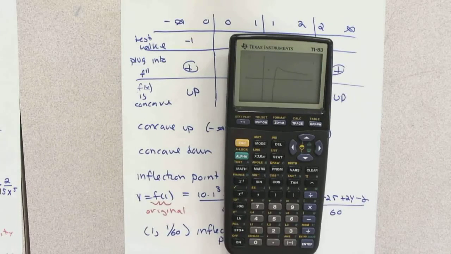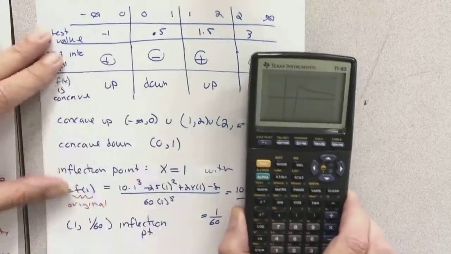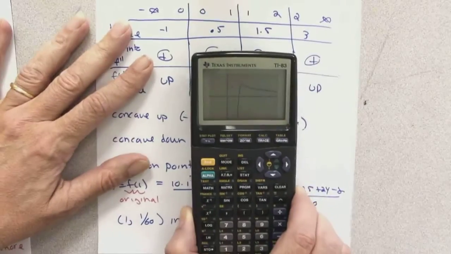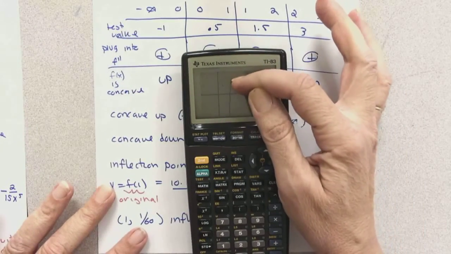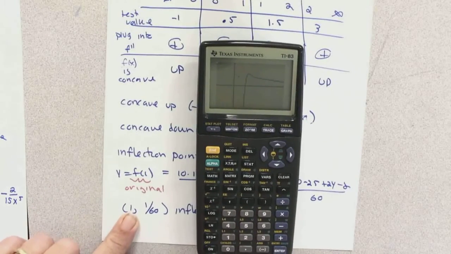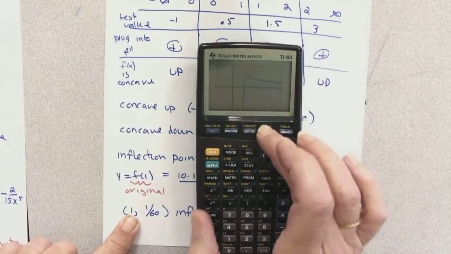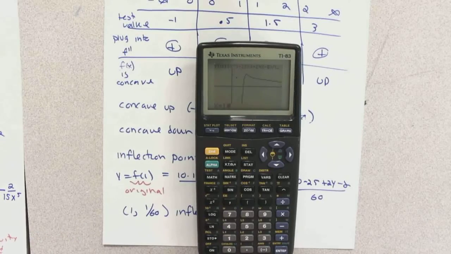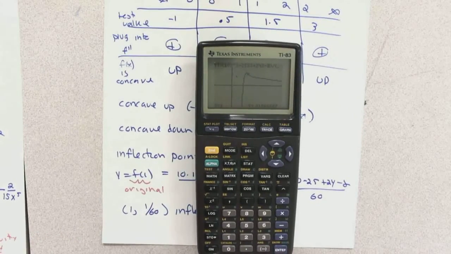And now we are seeing what we anticipated. Remember, we're just checking this part right here, that it should go down, up, up. And that's what I see, down and up. And then we said the inflection point should be at 1/160. Let's do a trace and go to x equal 1. So I put it in there, x equal 1, enter.